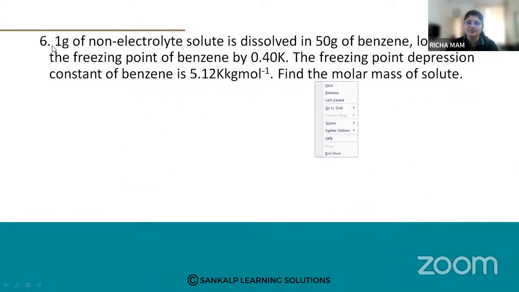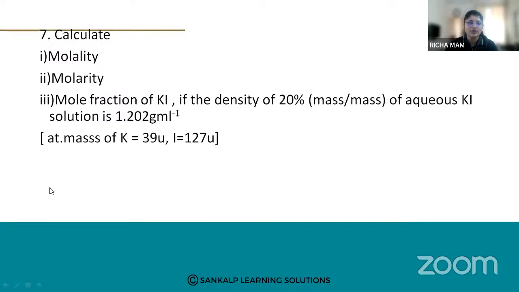Okay. Next. Now this is based on the expression of concentration. I have taken a problem in which we are going to see molarity and mole fraction all together. So this is a problem.